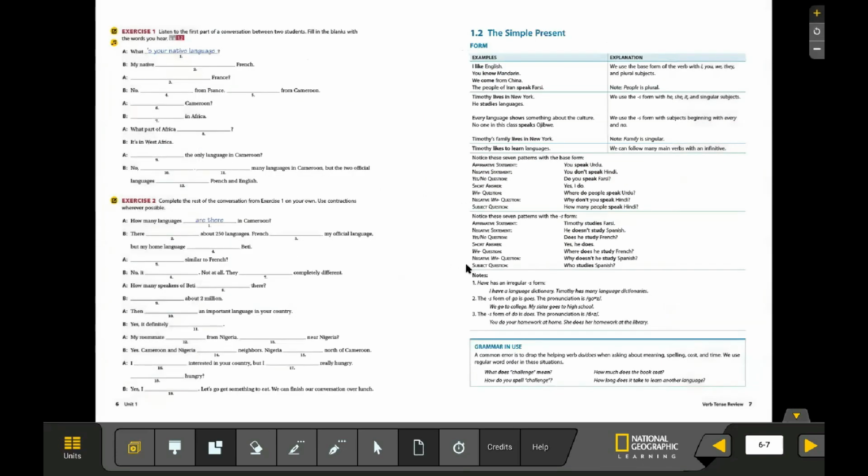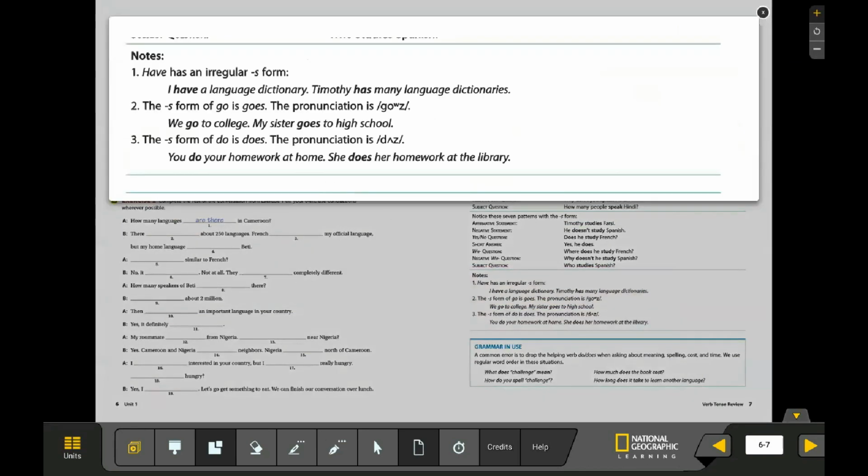We have the notes here. Let's see what they say. Pedro, can you read the first note? Yes. Have has an irregular S form.